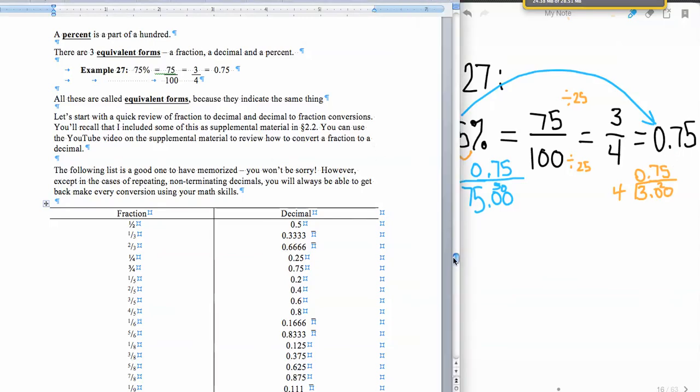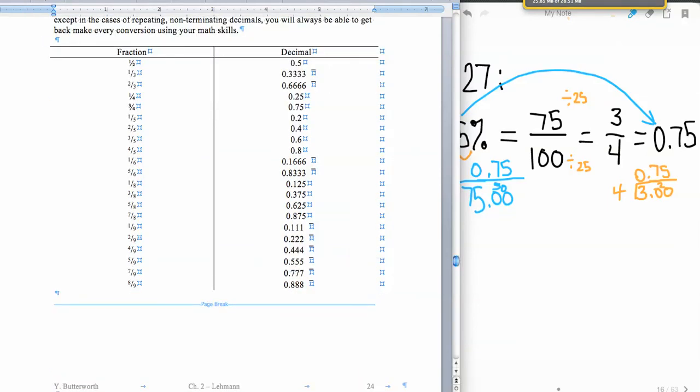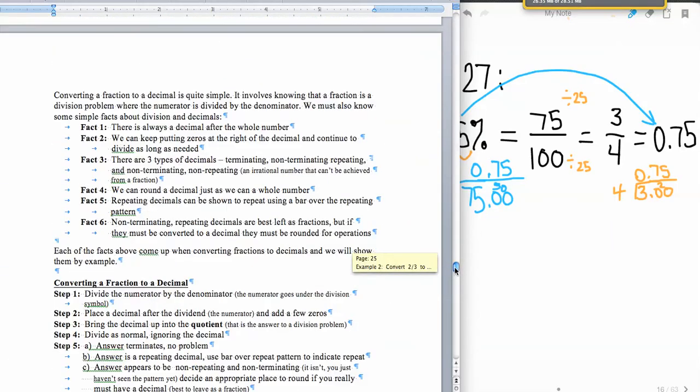Now I mentioned before that it's probably not a bad idea for you to memorize all the equivalencies that you see here on this page of your notes. I had shown you these earlier in section 2.2, I believe, where we talked about those. So you might want to look over those. These are on page 24 of the chapter 2 notes that I've provided for you on the website. All right, now moving on.